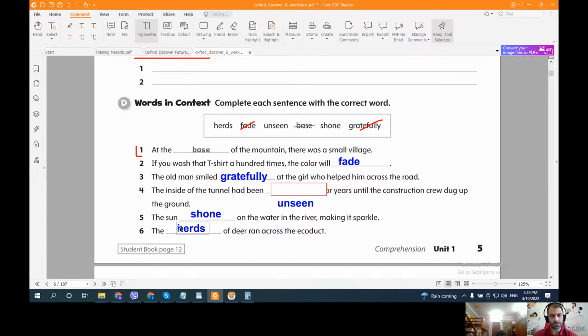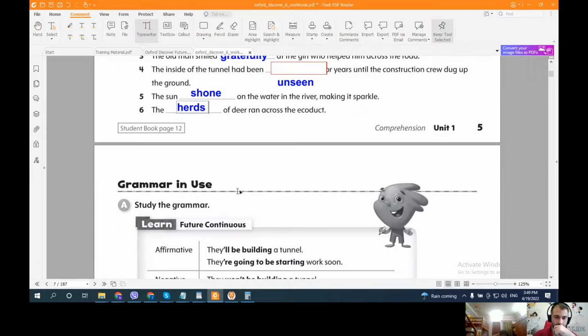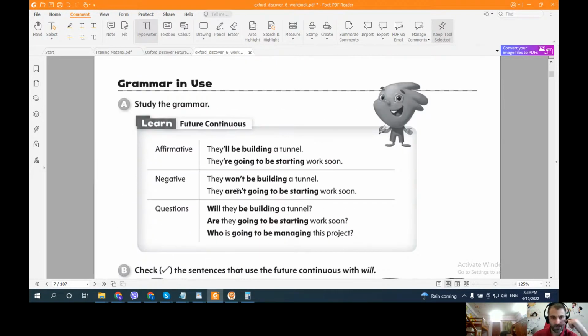Okay, very nice. Now, let's have a look. We have here future continuous. They'll be building a tunnel. They're going to be starting work soon. Okay, so this is affirmative. We have negative sentence. They won't be building a tunnel. They aren't going to be starting work soon. Will they be building a tunnel? Are they going to be starting work soon? And who is going to be managing this project?